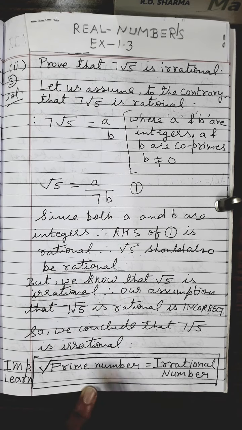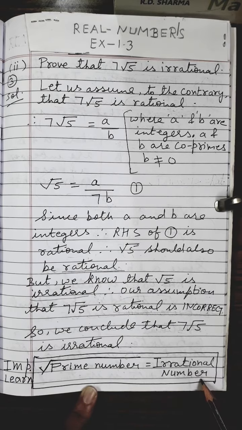And this important formula you remember children, square root of any prime number equals an irrational number, right?